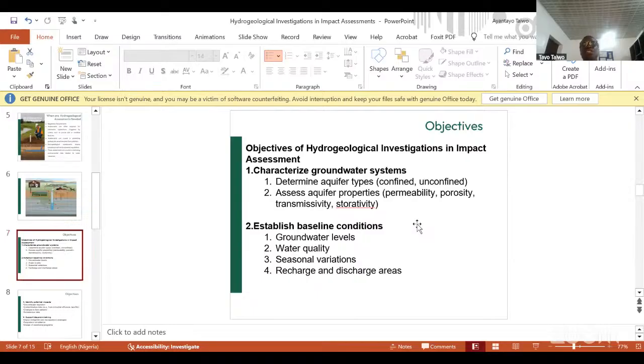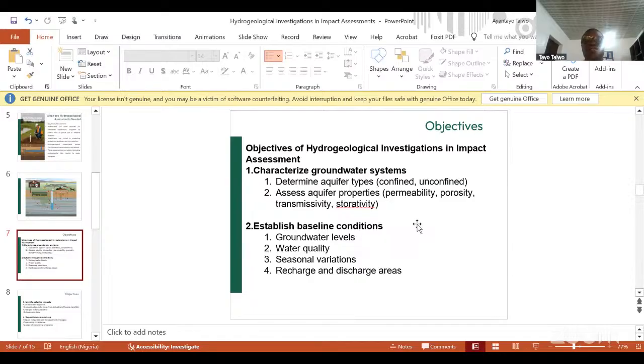So what are the objectives of hydrogeological investigations in impact assessment? The first objective is that we want to characterize our groundwater system. We want to determine the kind of aquifer type, confined or unconfined. Somebody may be quick to ask, how do you determine this? Well, a trained hydrogeologist will be able to determine whether it's confined or unconfined. We'll get to talk more about this later.